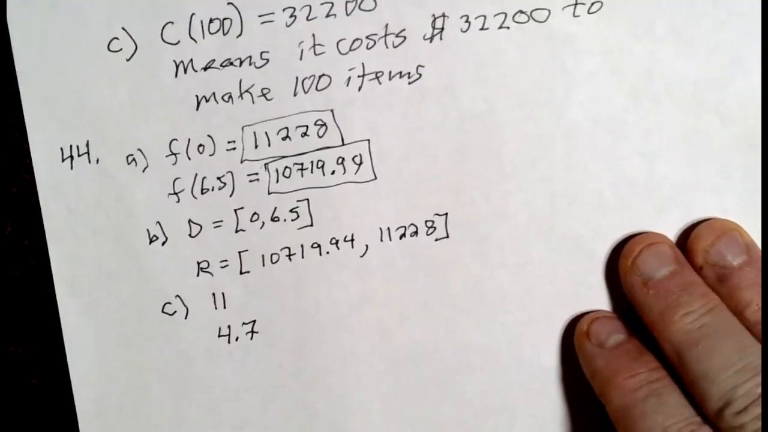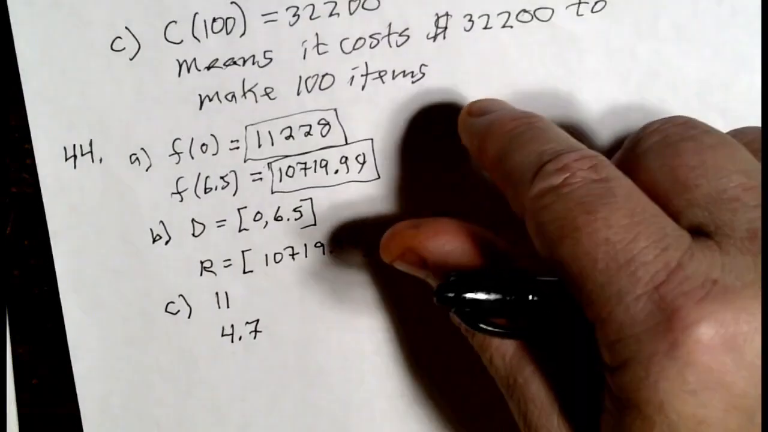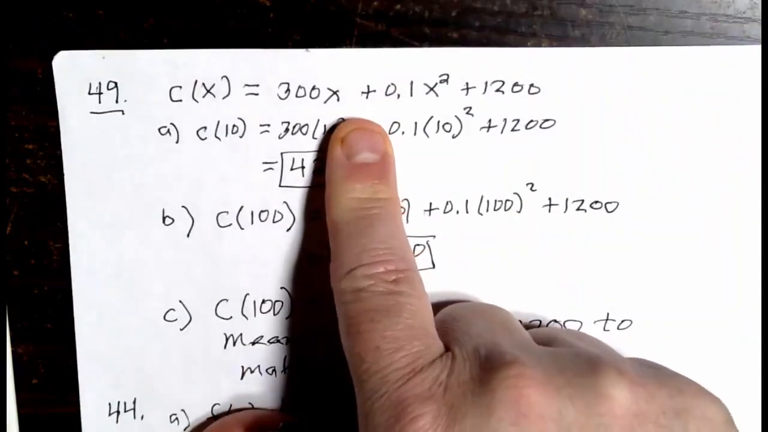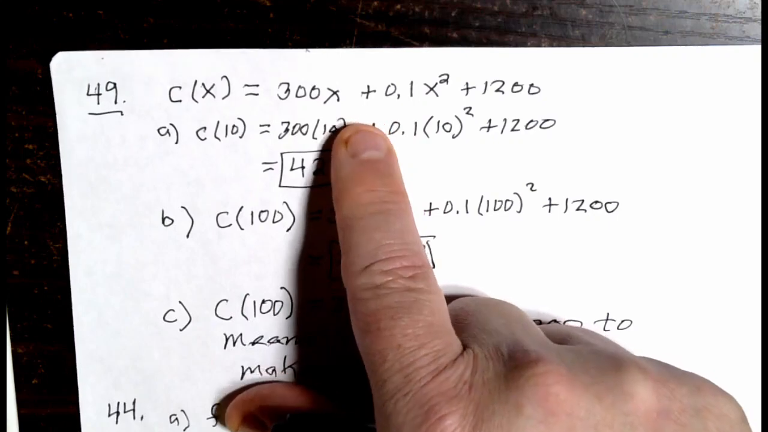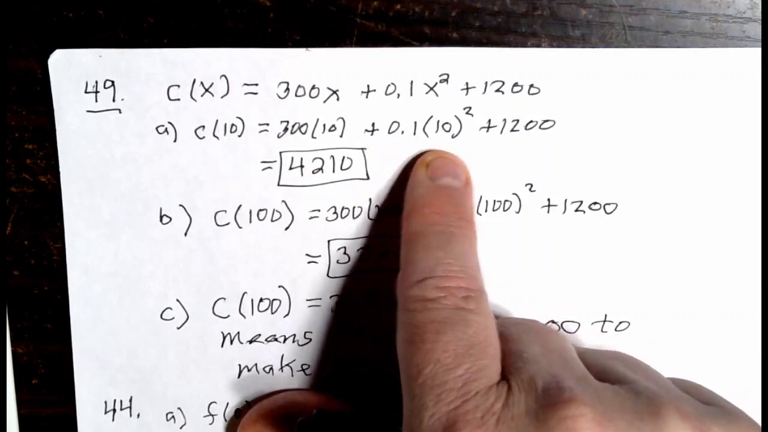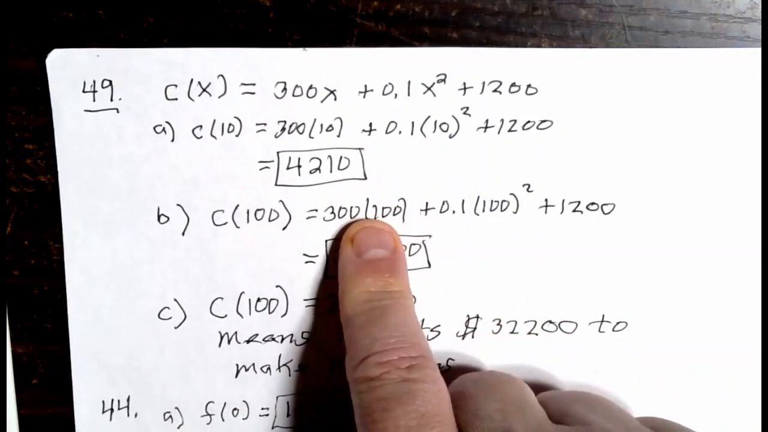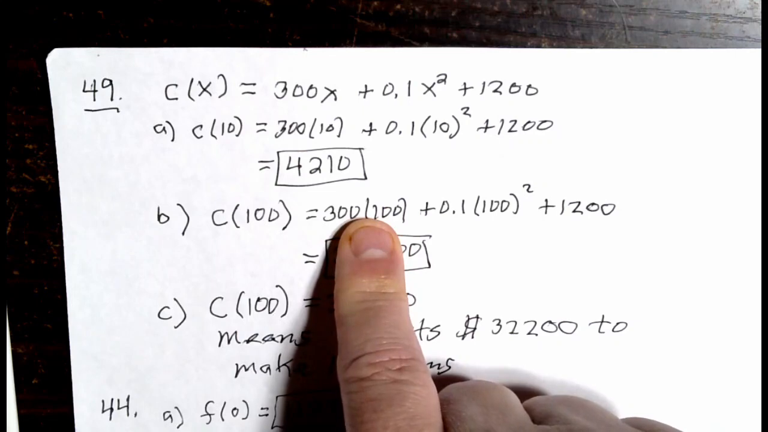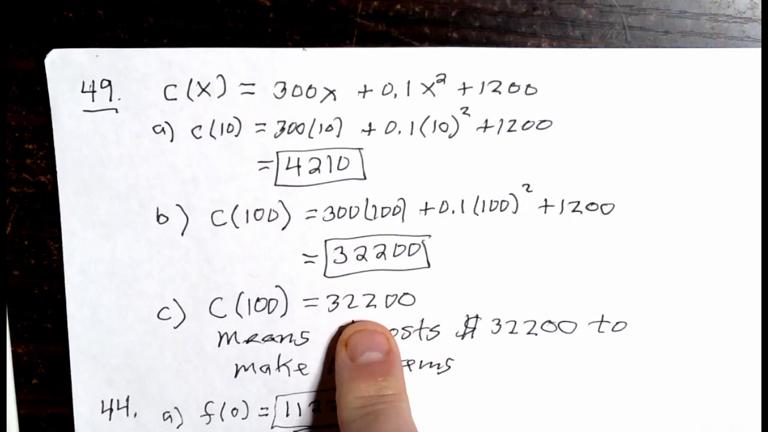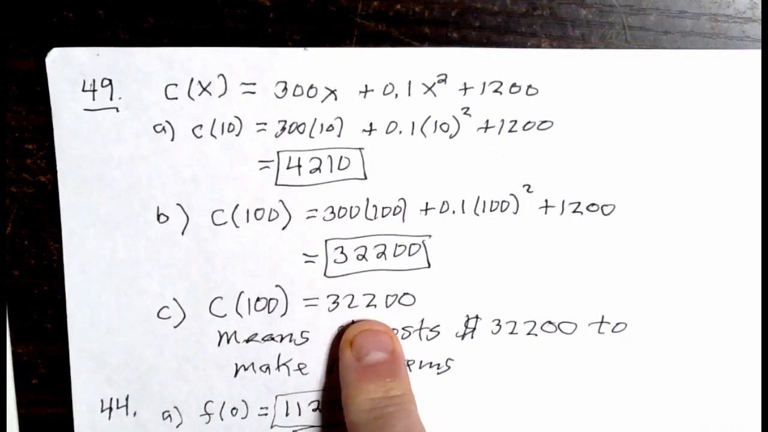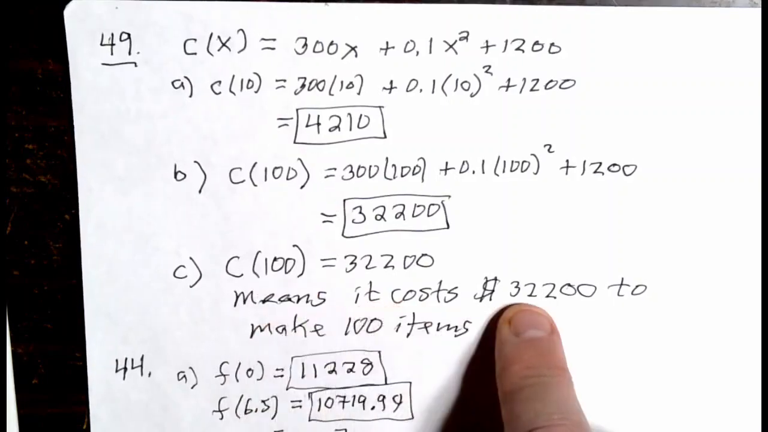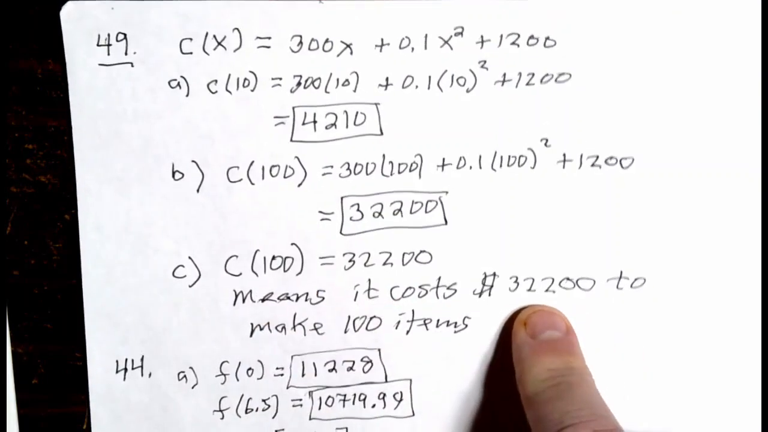49. 49 says the cost of producing a product is given by the cost function, right there. X represents the number of units produced. What's the total cost of producing 10 items? Well, you just plug in 10 for X. Simplify it out. And they ask you what is C of 100? Well, you plug in 100. And then they ask you what's the meaning of C of 100? Well, that means you're making 100 items. So it's the cost of making 100 items is $32,200.